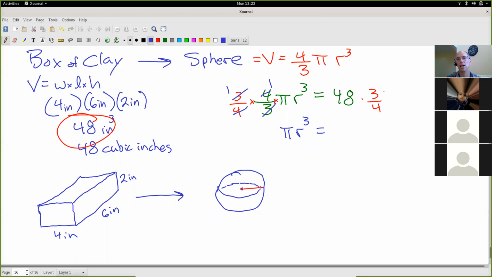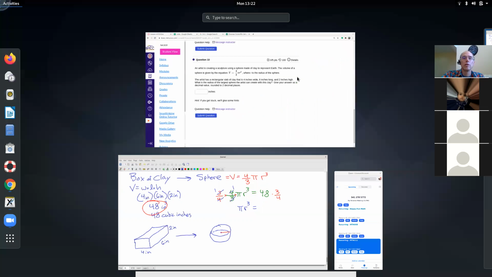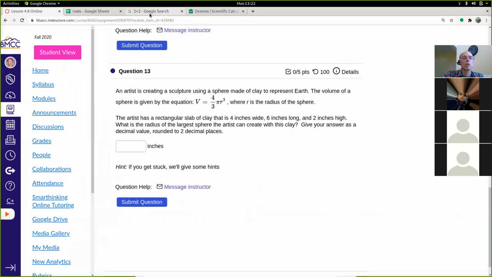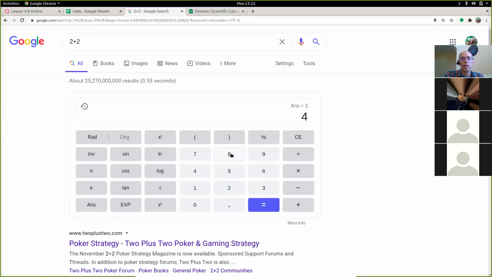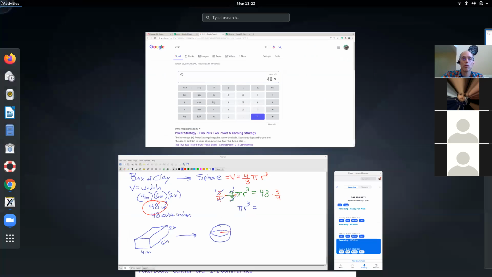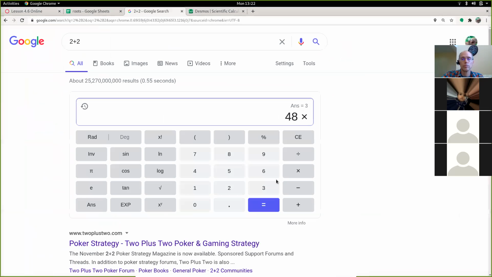And the other side, I got to take 4 into 48 and then multiply by 3. So we could ask our calculator. Dividing by 4 usually works out pretty nice. What is 48 times, what was it again? 3/4. My calculator says it's 36. Anyone else get that?